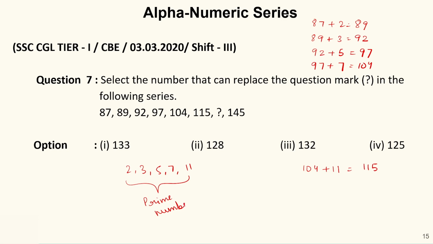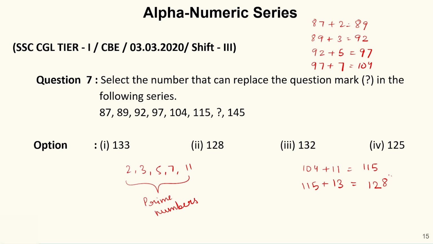So what are we doing in this series? We are adding prime numbers into the previous number. So we added 2 to 87, we added 3, we added 5, we added 7, and we added 11. So we'll add the next prime number, which is 13, into the previous number, which was 115. So if I add this, I'll get 128.